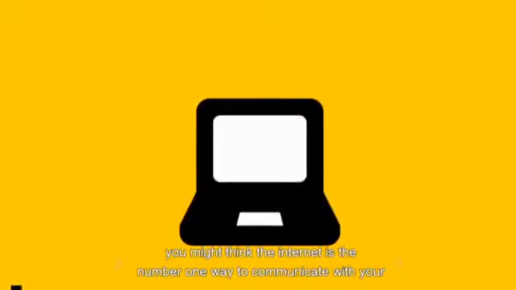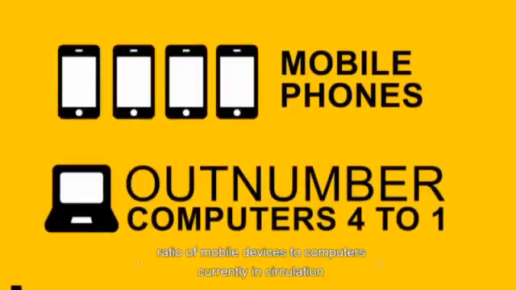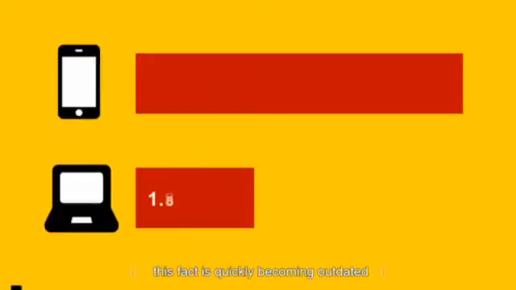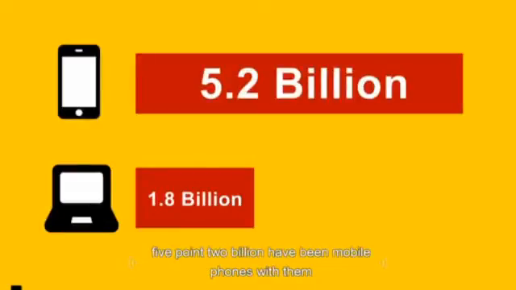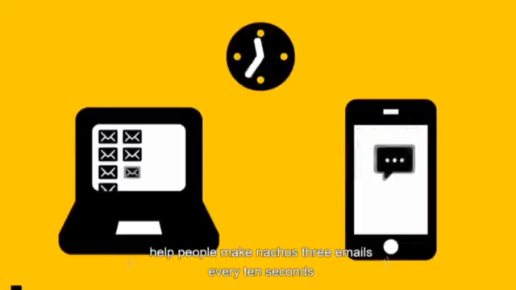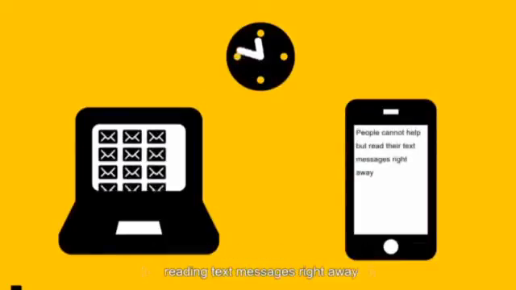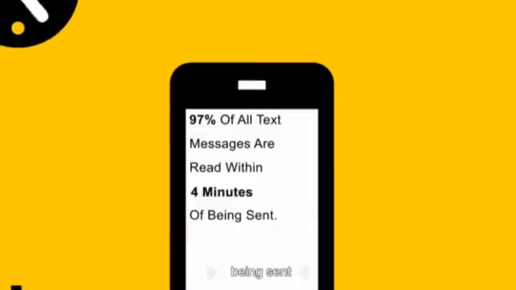You might think the internet is the number one way to communicate with your consumers. But with the 4-to-1 ratio of mobile devices to computers currently in circulation, this fact is quickly becoming outdated. Compared to the 1.8 billion people surfing the internet, 5.2 billion have their mobile phones with them right now. While people may not check their emails every 10 seconds, people cannot help but read their text messages right away. In fact, 97% of all text messages are read within 4 minutes of being sent.